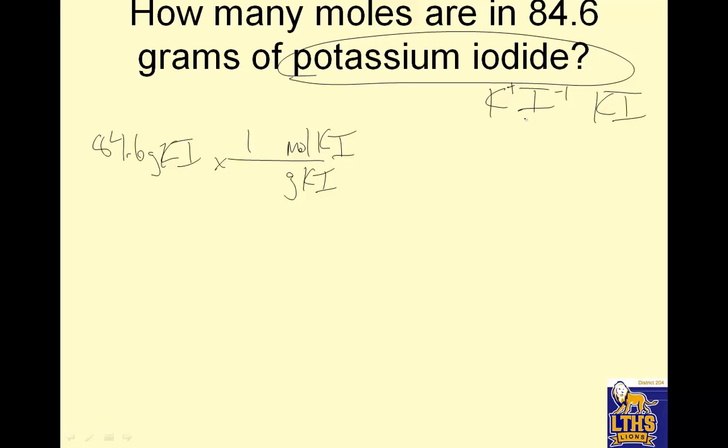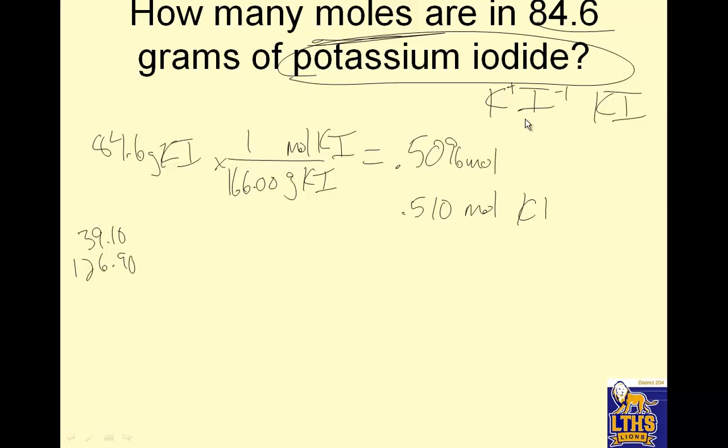1 mole, 1 is always going to go with moles, and go to the periodic table. My periodic table says potassium is 39.10, and iodine is, I forgot, I should know, 126.90. Add those two together, get 166 flat. And notice it just says how many moles, so I'm done. Sometimes it's shorter and easier, and this is one of those times. 84.6 divided by 166 is 0.5096 moles, but I need 3 sig figs, so 0.510 moles of KI.